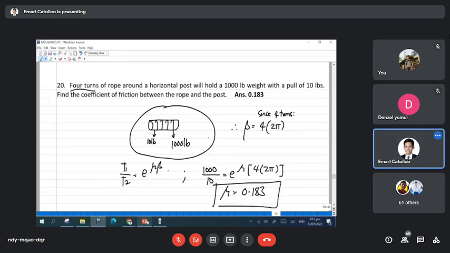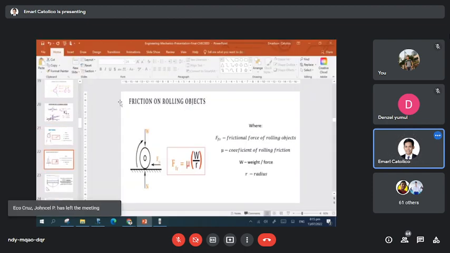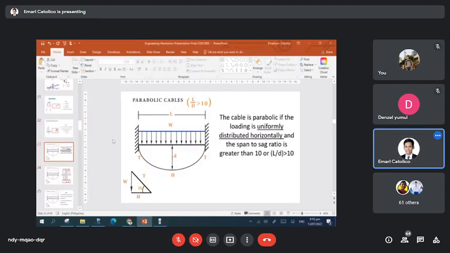So last topic na tayo. Nagets ba yung number 20? So, rolling objects, more on direct sub lang yan. Kaya hindi na ako naglagay ng example, kasi napakalawak talaga nitong mechanics. So, next topic na tayo, which is parabolic cables.